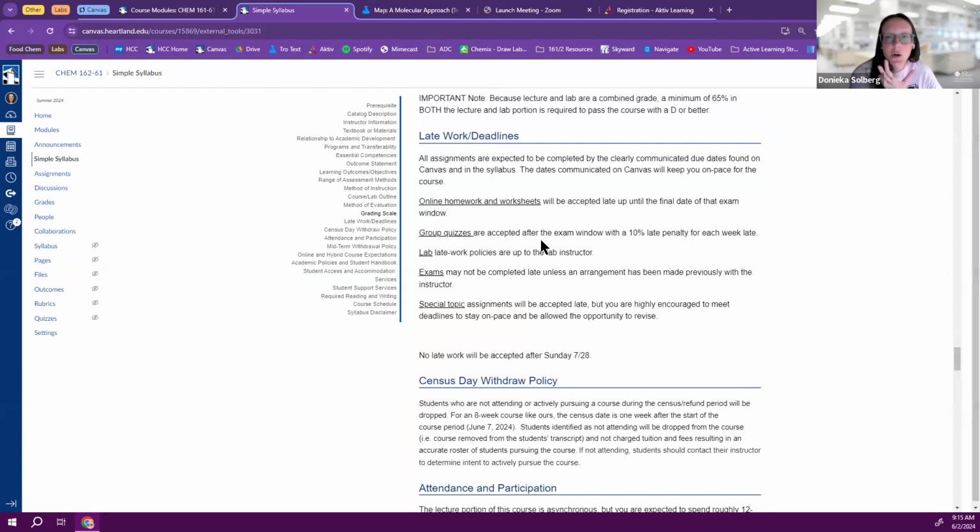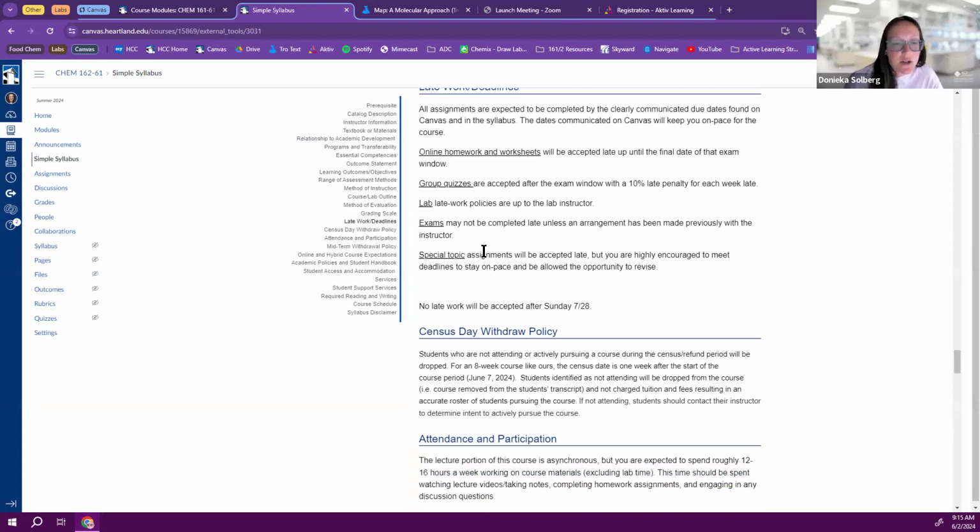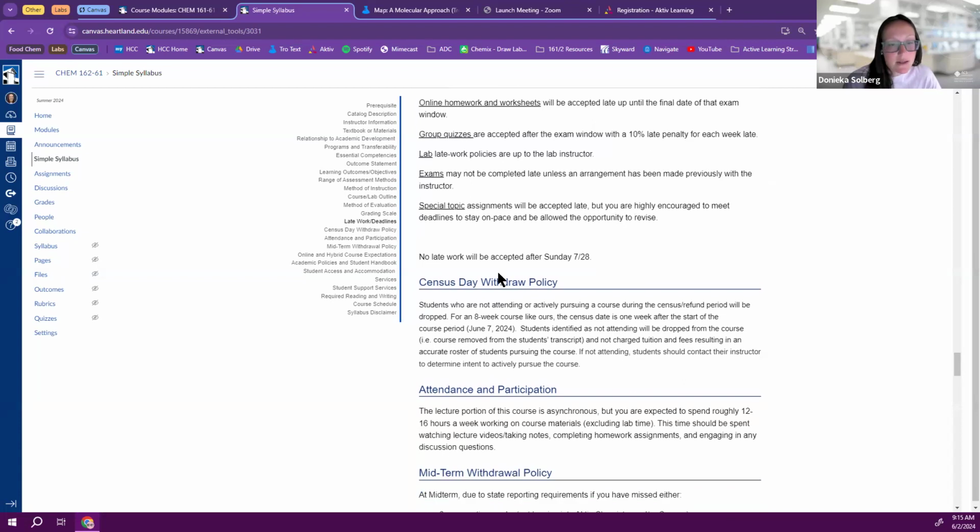Group quizzes, which are your way to study for the exam, are due right before the exam window opens. If you turn it in after that, you'll get a 10% late penalty each week that it's late, because again, after the exam, why do it? The whole point is to study for the exam. Lab late work is up to your lab instructor. Exams cannot be done late unless you talk to me ahead of time, and special topics will be accepted late, but you really need to stay on pace.